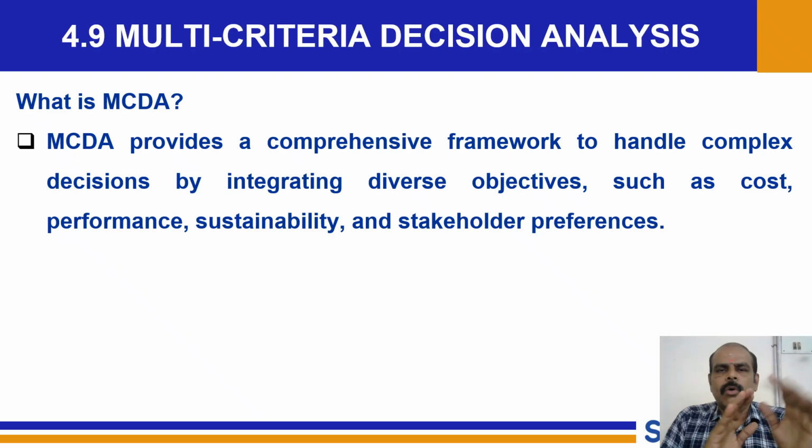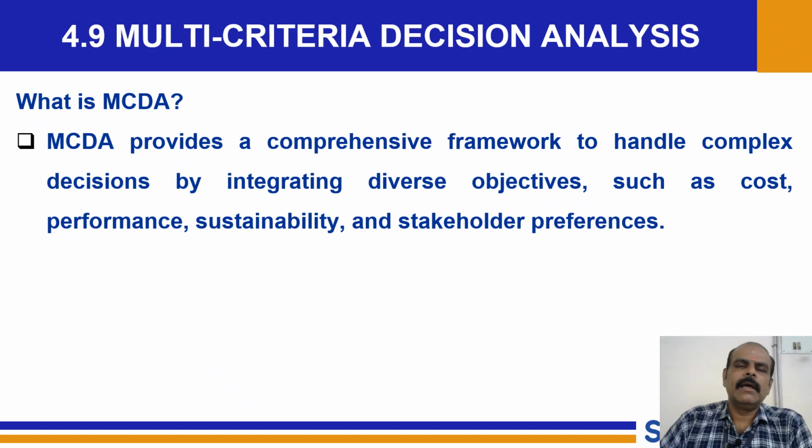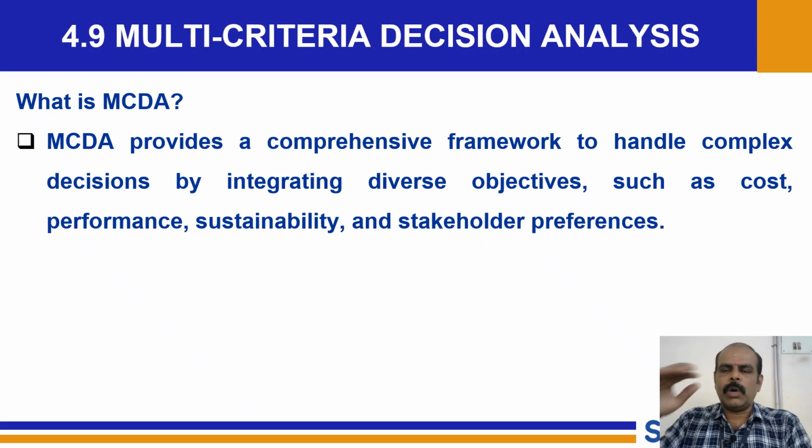Now, what all are the traits of MCDA we saw? So now we'll see what is MCDA, how it works in a sequential way. MCDA means multi-criteria decision making, or MCDM, also another term, multi-criteria decision methods. MCDM provides a comprehensive framework to handle complex decisions by integrating diverse objectives such as cost, performance, sustainability, and stakeholder preferences. So what are the tools we discussed?